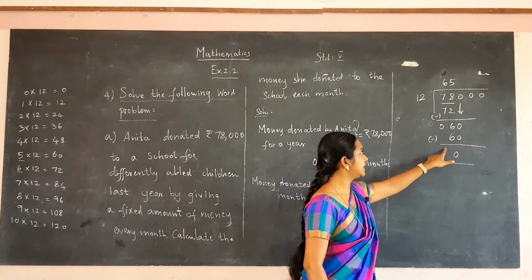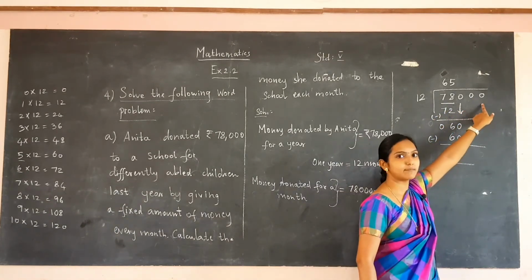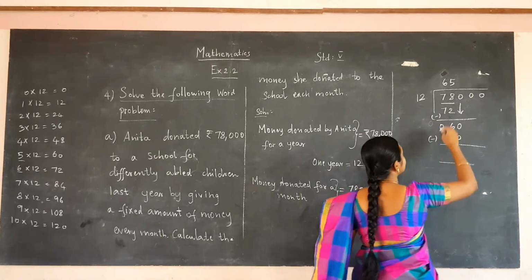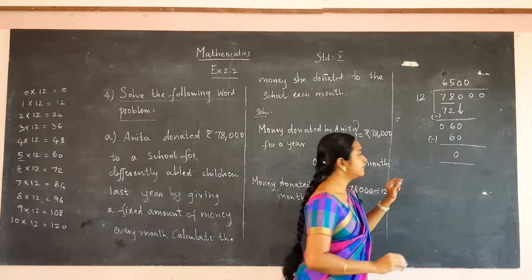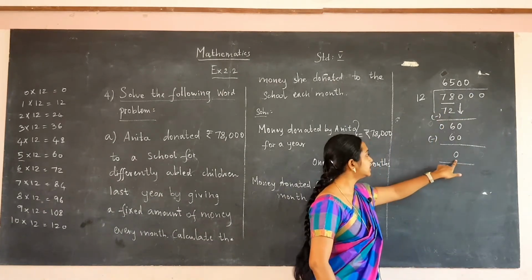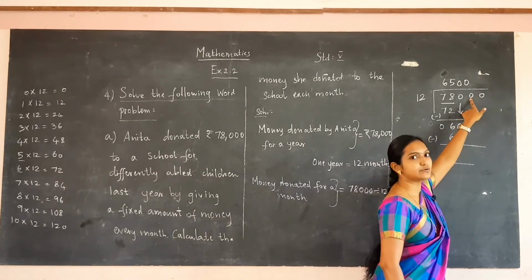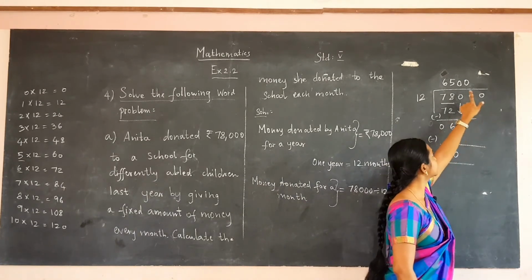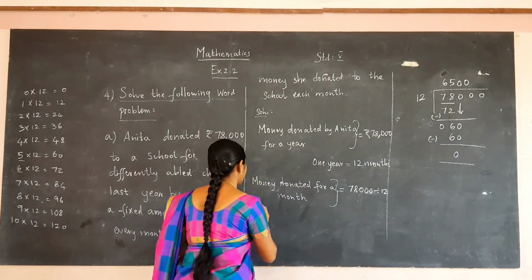We have divided 780, but we have 2 zeros remaining. We have divided only 780 and got the remainder as 0, but we did not divide these two zeros. So include these two zeros in the quotient. So the answer is 6,500.